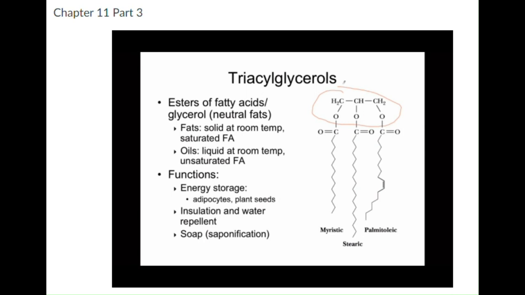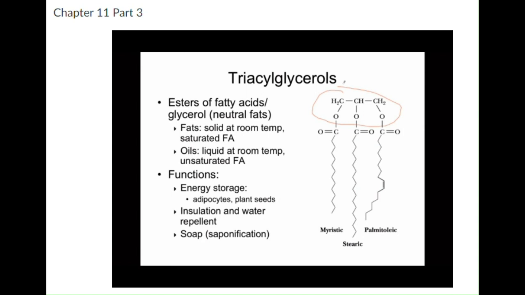Now, in terms of the functions of triacylglycerols, really one of the big things is energy storage. So in animals, we have adipocytes, adipose tissue. Plants store fatty acids as well. In seeds, basically fatty acids are going to be the energy for developing seeds until the process of photosynthesis can kick in and the plant can start making energy from the sun.